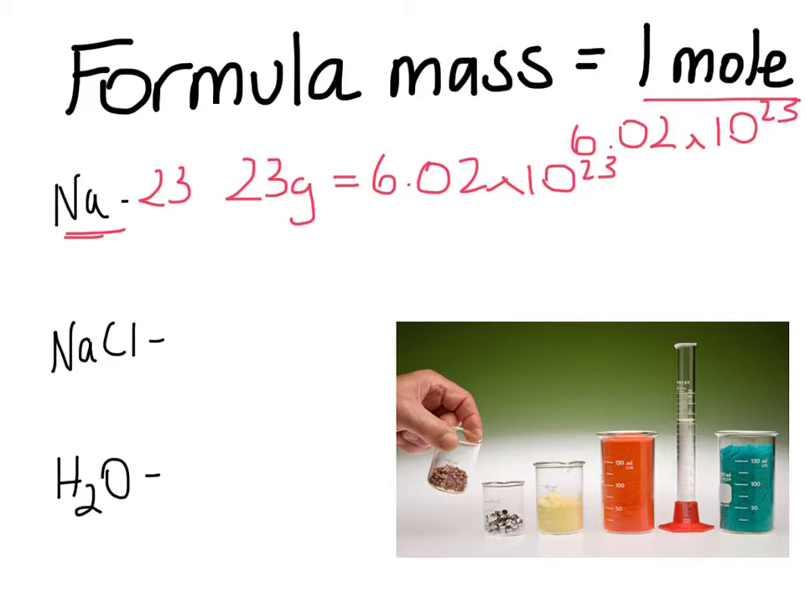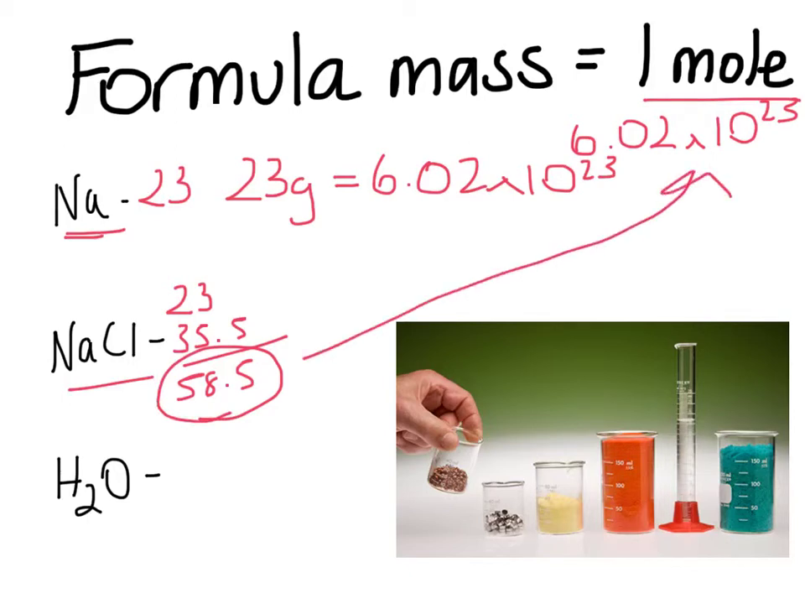Now let's look at sodium chloride. Now remember, if we're going to do it this way, we have to actually add the masses together. So sodium has a mass of 23, and if we look at the periodic table, chlorine has a mass of 35.5. So that gives us a total of 58.5. So if you took your table salt and you put it on a scale and you measured out 58.5 grams of that, you are going to have 1 mole of sodium chloride.